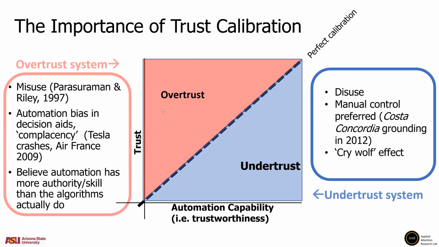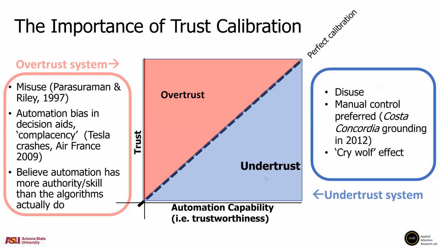There's overtrust, in which we tend to think the system can do lots more than it can. This biases our decision making and makes us more complacent. You can see this kind of behavior in recent Tesla crashes and in the Air France crash in 2009. We also believe that it has more authority or skill than the system really does, and so we tend to misuse it. We say, oh, it can do a lot. We overtrust.